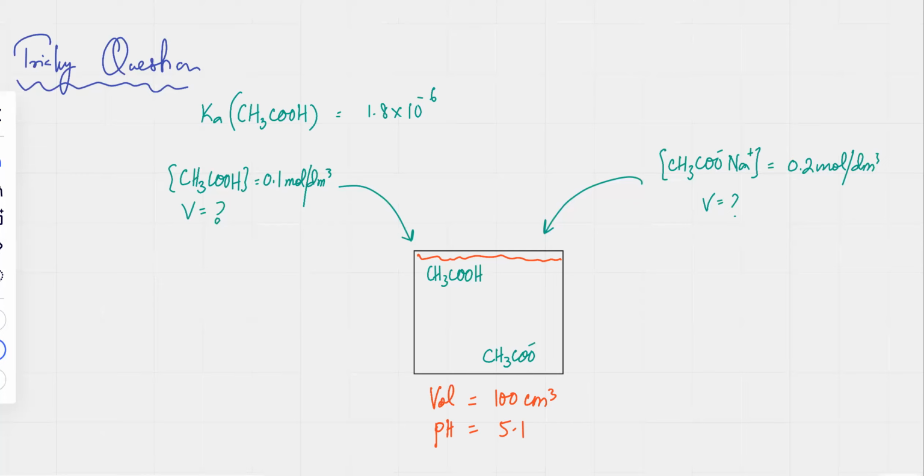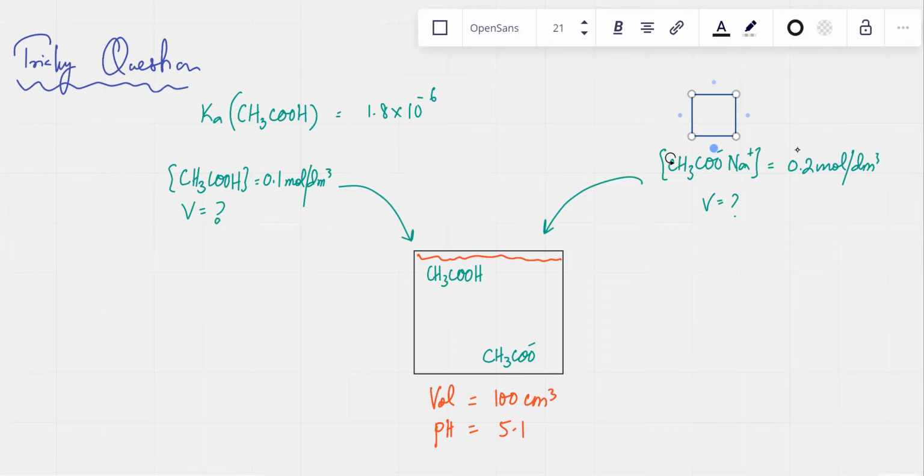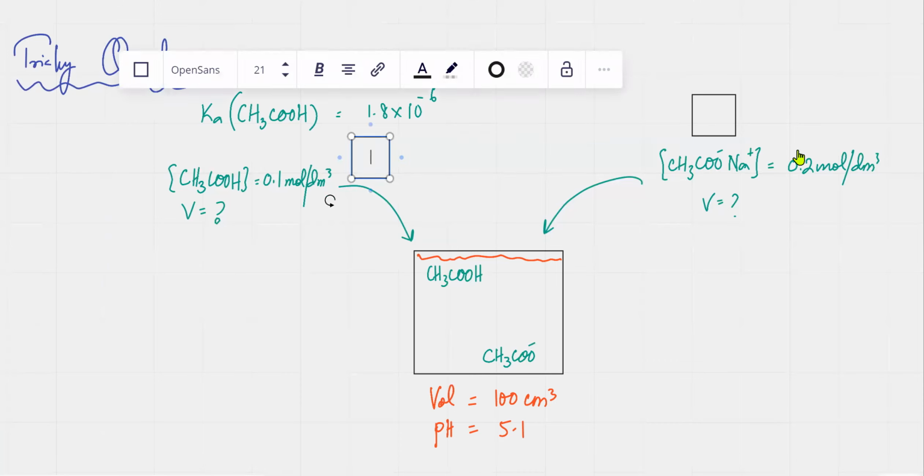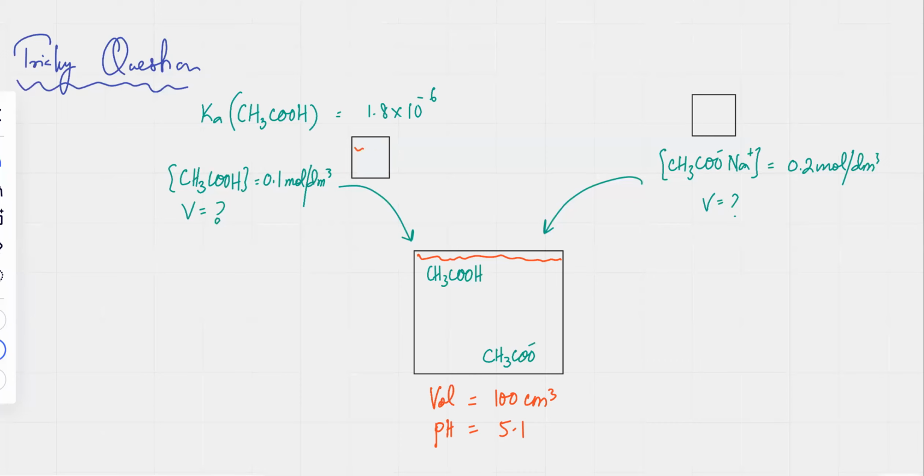Now, before answering this question, remember this is the concentration of sodium ethanoate before you added it. Okay, so that's your original concentration. There might be a tiny beaker, and there's another tiny beaker over here. You've got two beakers now, and that's your concentration of sodium ethanoate before it's been added to this, and that's the concentration of ethanoic acid before it's been added.